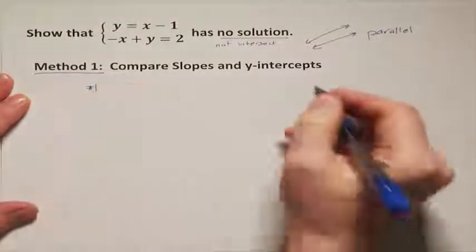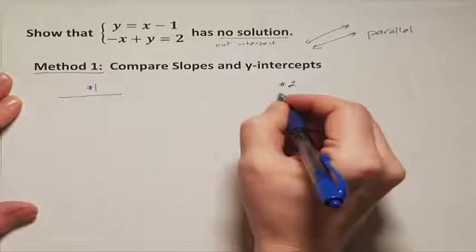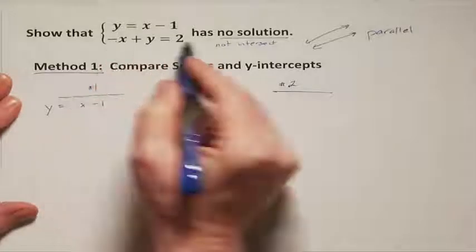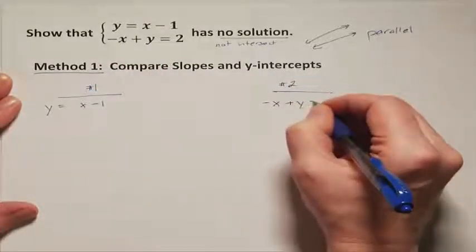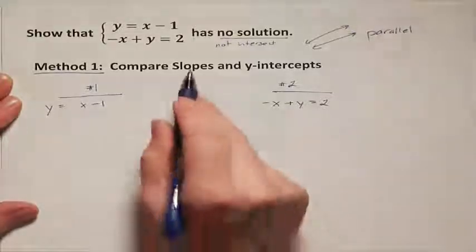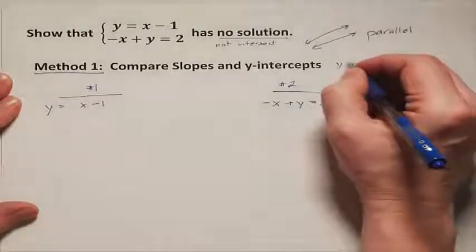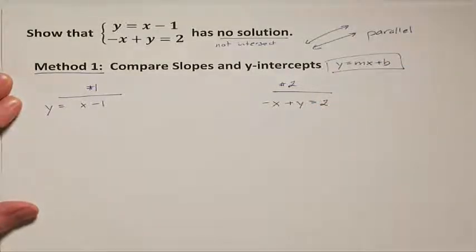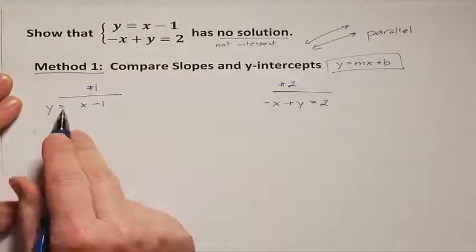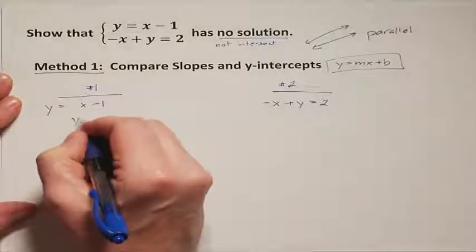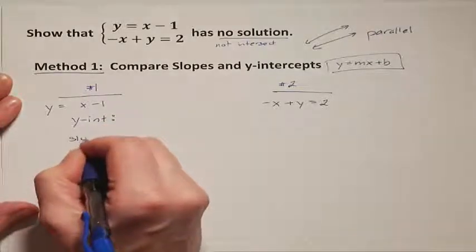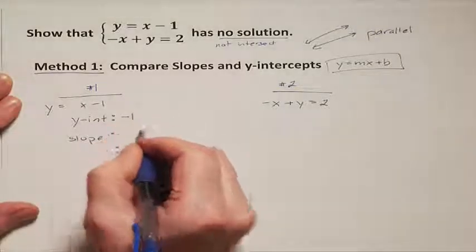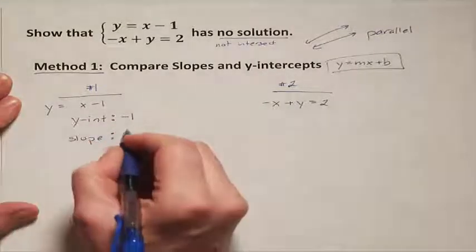So let's look at equation number 1 and compare that against equation number 2. Equation number 1 was y equals x minus 1. Equation number 2 is negative x plus y equals 2. Remembering, I cannot compare slopes and intercepts unless it is written in y equals mx plus b form. I needed to get it into y equals form. Equation number 1 is written in y equals mx plus b form, so I can identify my y-intercept and my slope. The y-intercept is b, which is negative 1. Slope is the number in front of x. My number in front of x is 1.